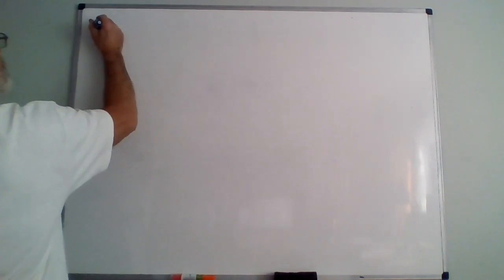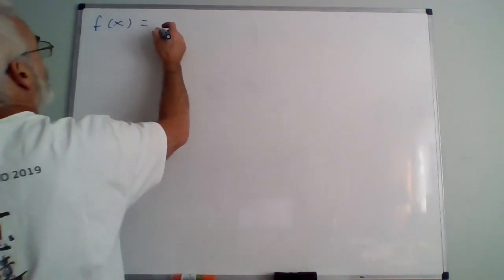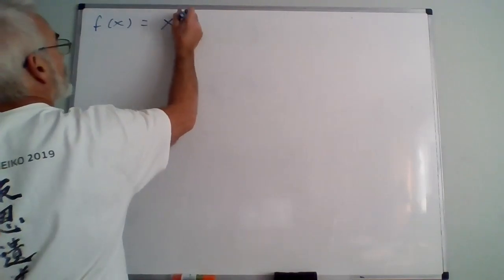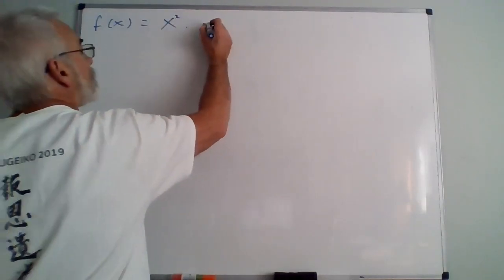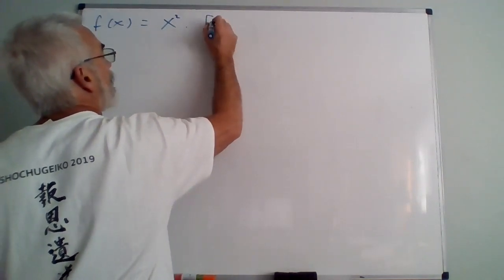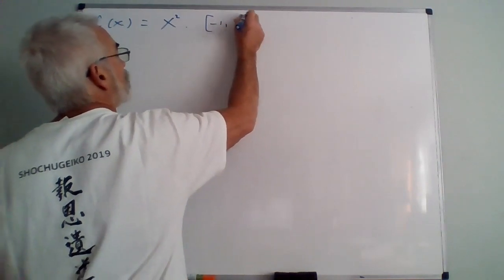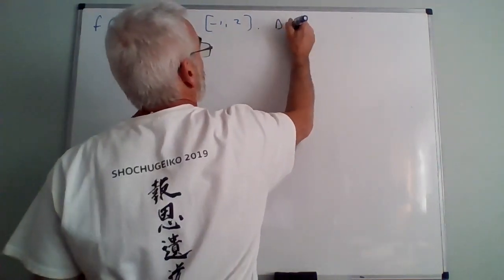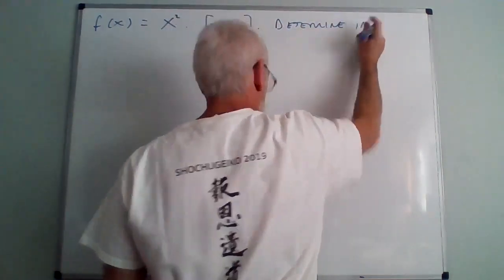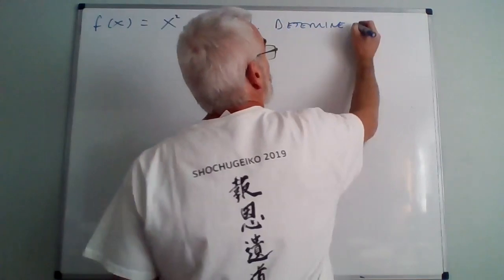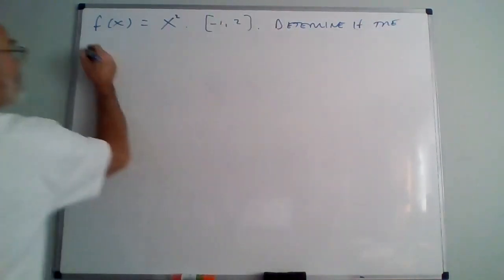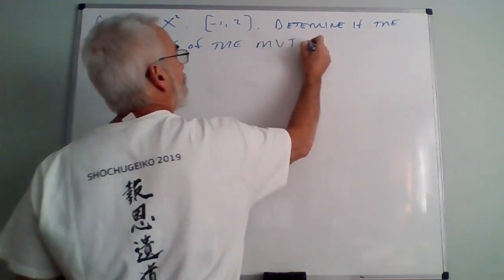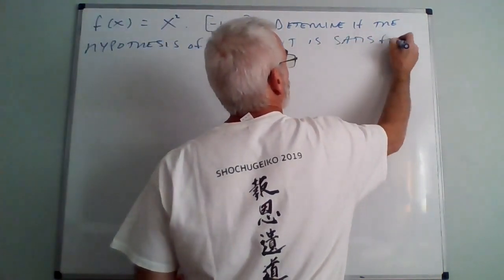So suppose that, let's let f of x equal, we'll keep it really simple, f of x is, let's just say it's x squared, okay? And let's say my interval is negative 1 to 2. My graph is y equals x squared, my interval is negative 1 to 2. So first thing is, determine if the hypothesis of the mean value theorem is satisfied. That's usually always the first thing we want to do.